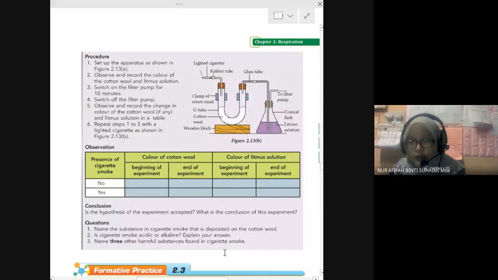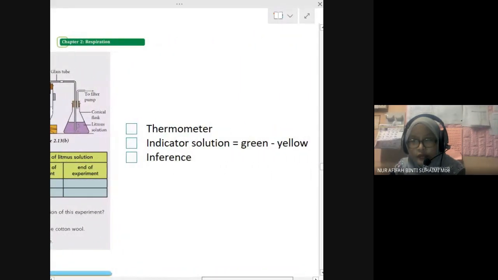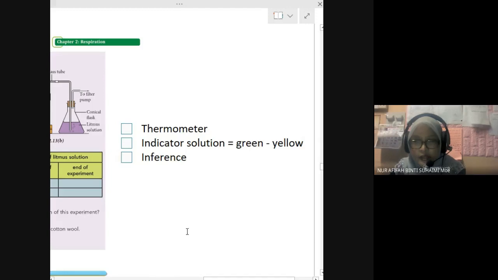Okay, this one, still remember the solution that we use? If you use indicator solution, the green solution will turn to yellow. Green is neutral solution. So it will turn to yellow, meaning that the substance contains acid or acidic substance. If you use litmus solution, the color is purple. It will turn to red.